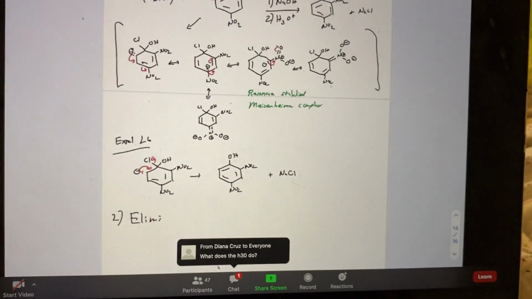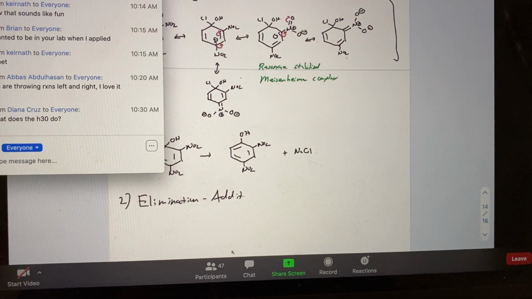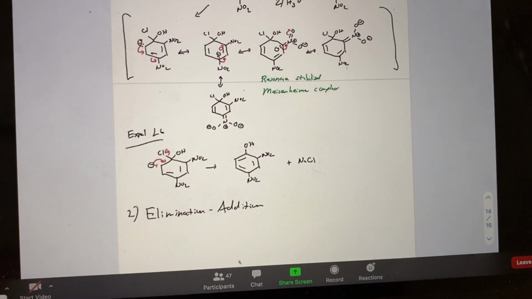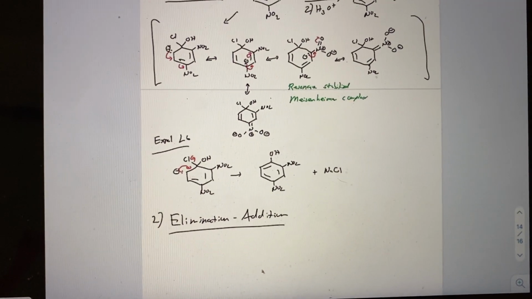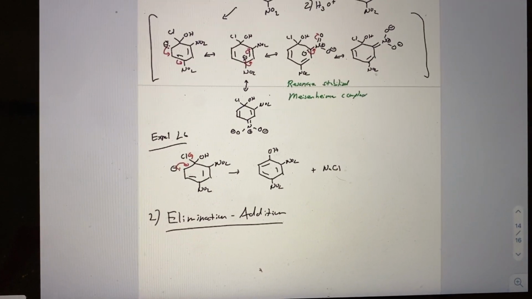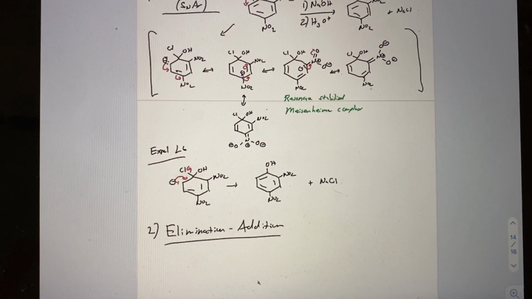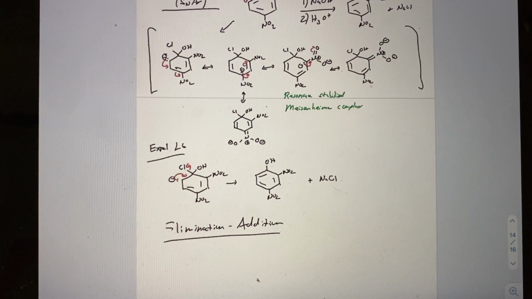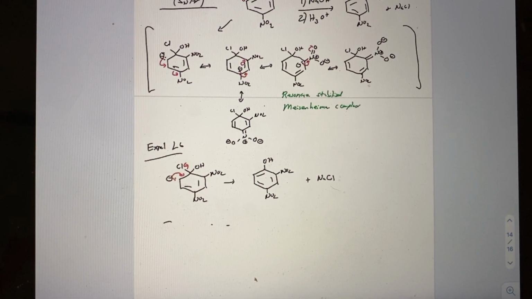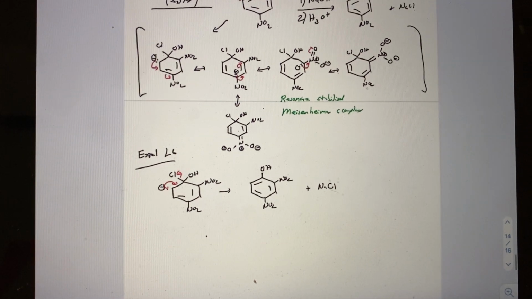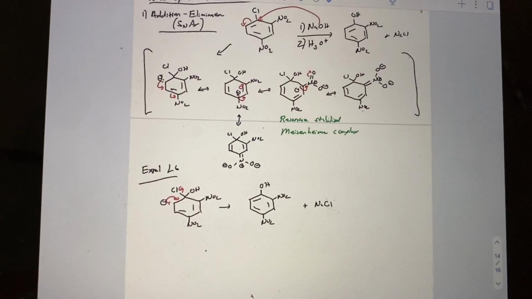What about elimination addition? Underline that. Now here, oh, good question, Diana. I forgot. Now that everyone wrote down elimination addition, I'm going to erase it. The first step of the reaction here, all of this generates, so we're using our strong base, hydroxide.